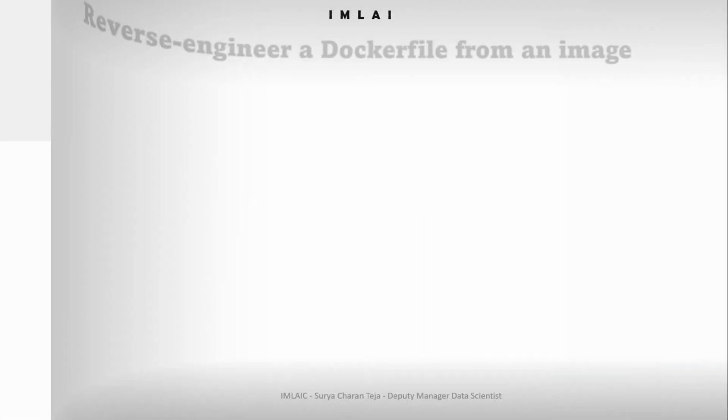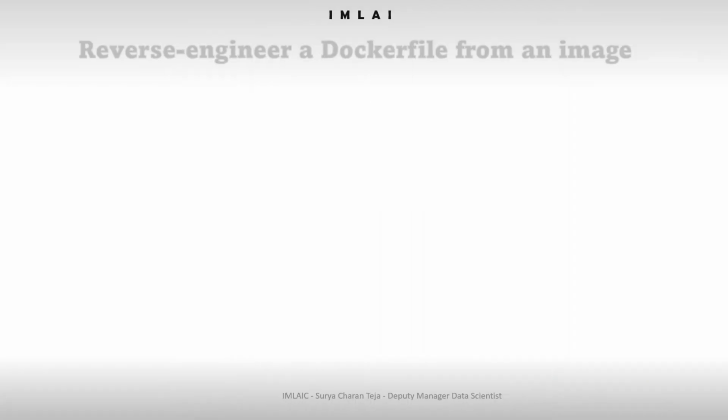Now let's do reverse engineering of a Dockerfile from an image. So you may find yourself in a situation where someone has created an image with a Dockerfile that you have access to, but the original Dockerfile has been lost. What will you do in this kind of situation?